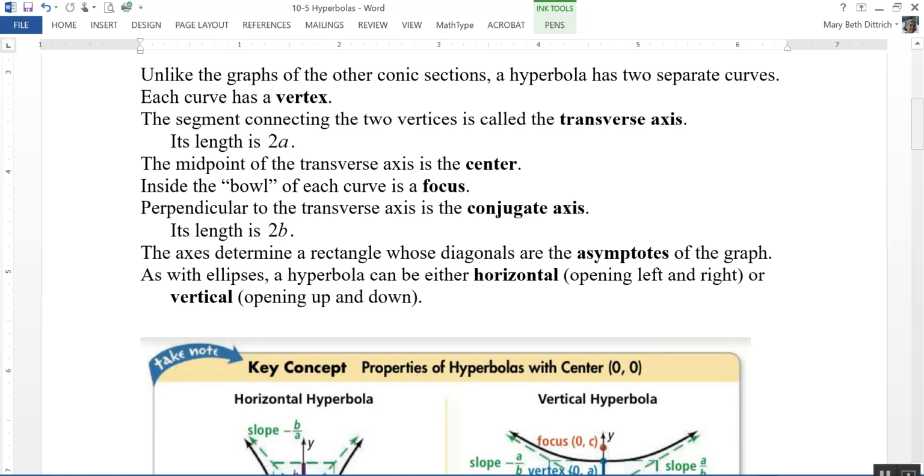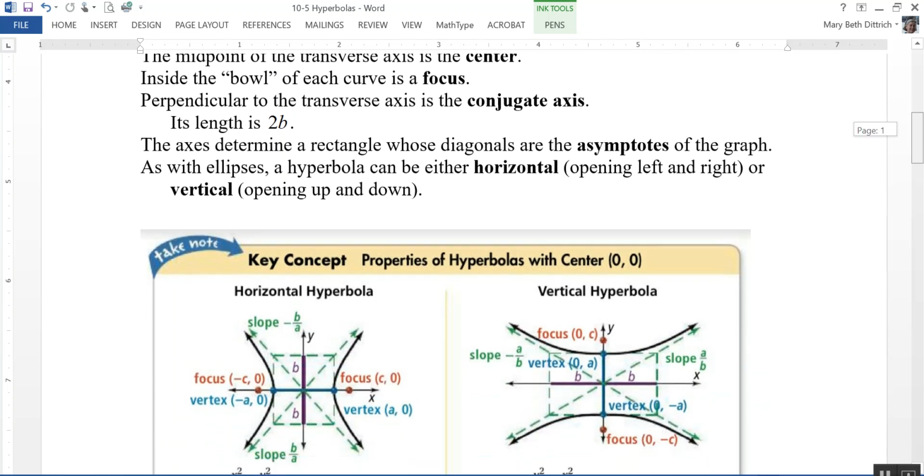The midpoint of the transverse axis is the center, and inside the bowl of each curve is a focus. Perpendicular to the transverse axis, we have a conjugate axis, and its length is 2b. These two axes determine a rectangle whose diagonals are the asymptotes of the graph. As with ellipses, a hyperbola can either be horizontal, meaning it's opening left and right along the x-axis, or it can be vertical, opening up and down along the y-axis.